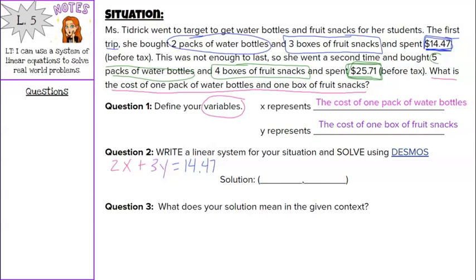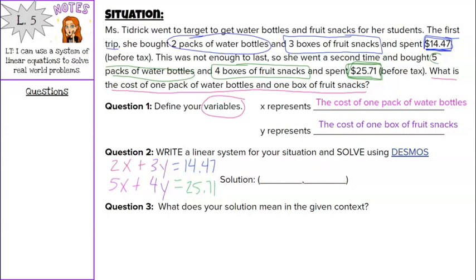So I would like you right now to try to write the second equation, check your answer in Edpuzzle, and then we'll talk about it. All right, so you should have gotten the equation 5x, because I bought 5 packs of water bottles, and X represents the cost of those water bottles, plus 4Y, because I bought 4 boxes of fruit snacks, and Y is the cost of those fruit snacks, is equal to the total money that I spent, which is $25.71.